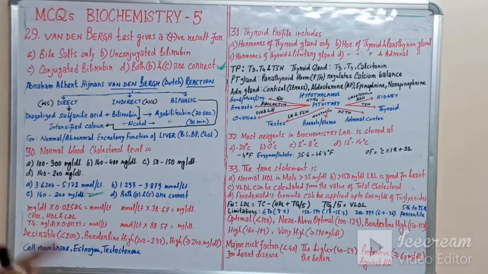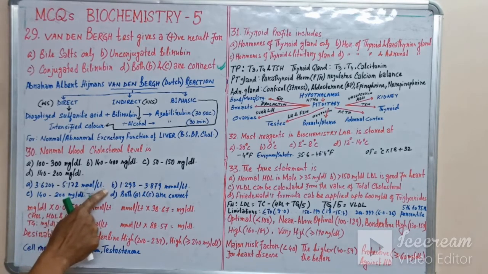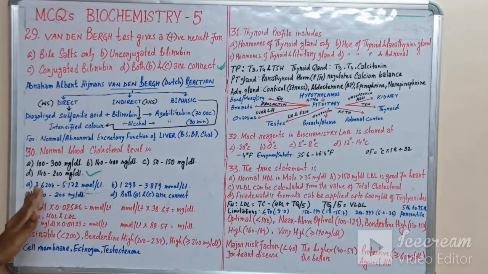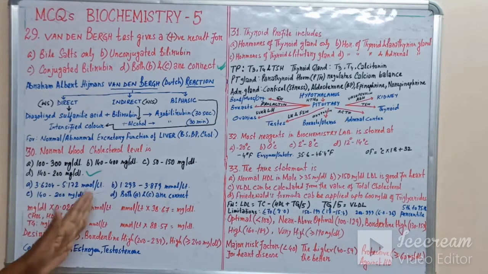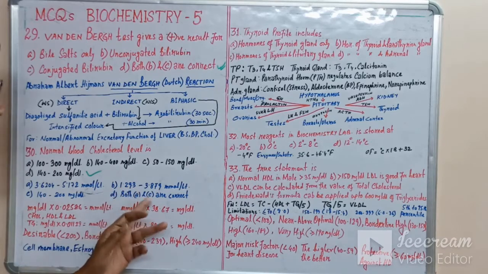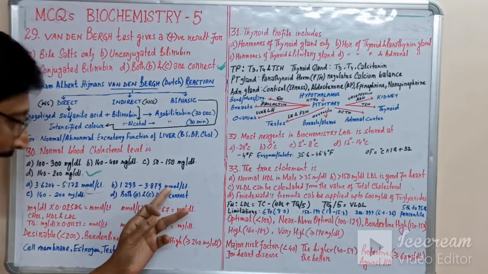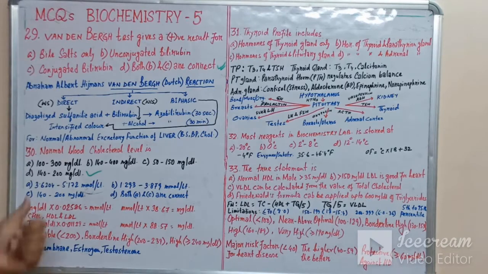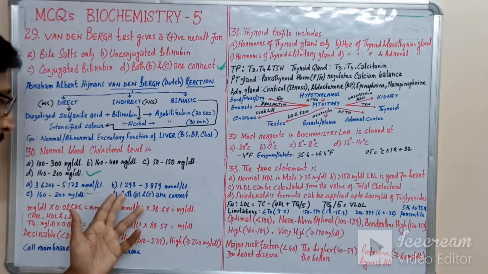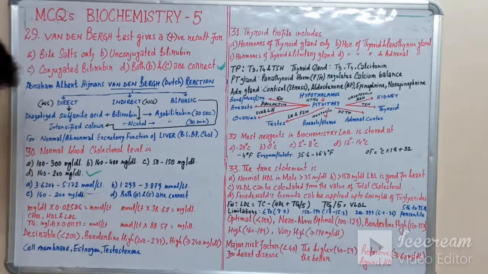But what if the set of options is twisted like this: 3.6204 to 5.172 millimole per liter, that is the SI units for cholesterol; 1.293 to 3.879 millimole per liter; 140 to 200 milligram per deciliter; and another option, both A and C are correct.